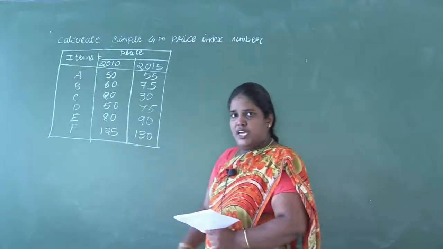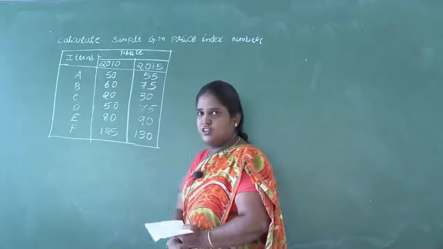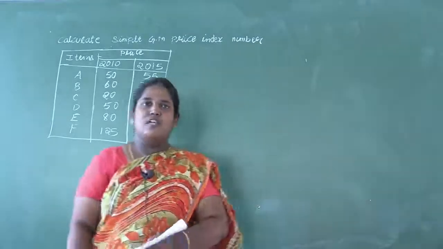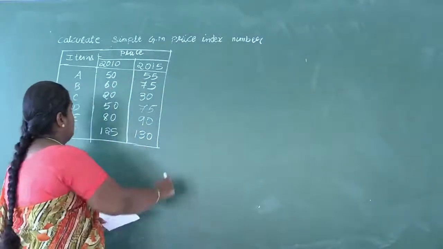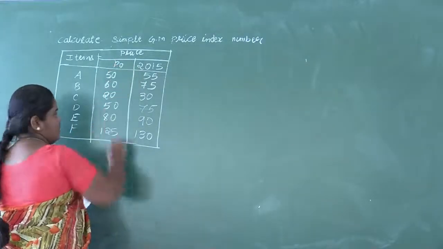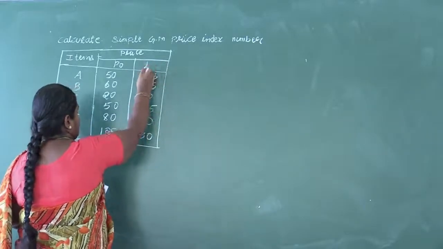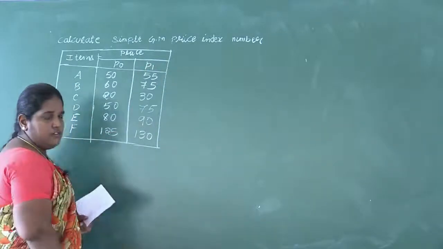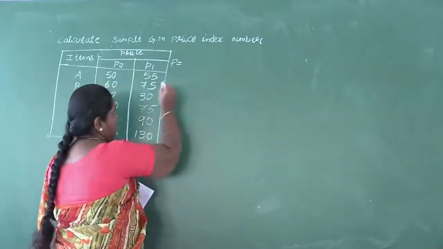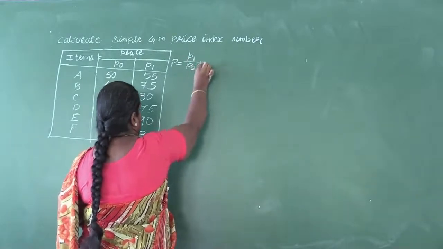So items we have up to F. The price is divided into 2010 and 2015. So 2010 is the base year and 2015 is the current year. So 2010 price is denoted by P0, 2015 price is denoted by P1. First we have to calculate the price relative P, P1 divided by P0 into 100.